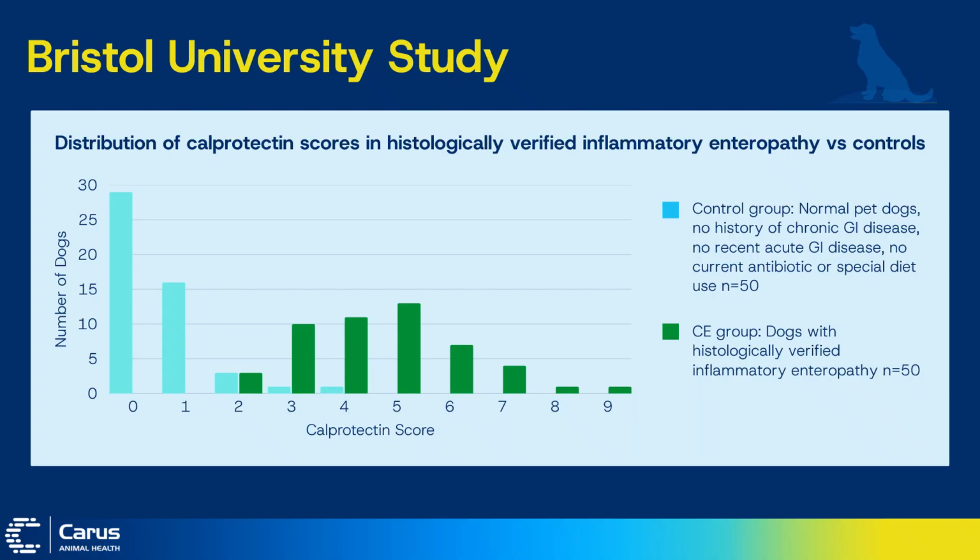So firstly, in a cohort of 50 dogs with no history of chronic or recent acute GI disease, and 50 with histologically verified inflammatory enteropathy, there was a significant pattern of the control dogs clustering at the lower faecal calprotectin end, which is exactly what we would expect.